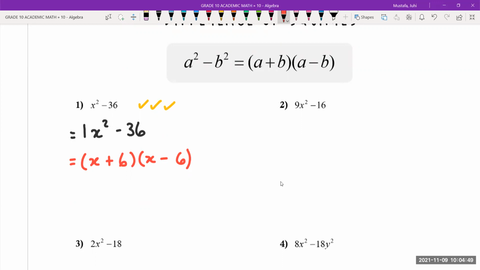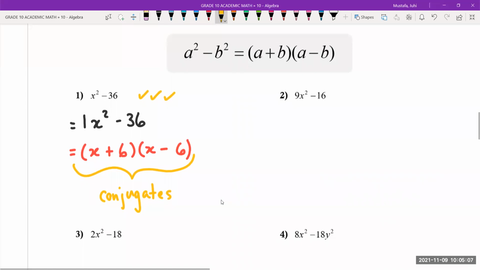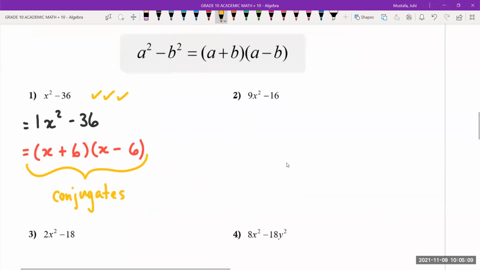If you were to put x minus 6, would that matter? Doesn't matter. And by the way, what are these called? They are called conjugates. So the answers, when you have a difference of squares, always ends up being a conjugate. Can you put the minus 9 in any bracket? Yeah.